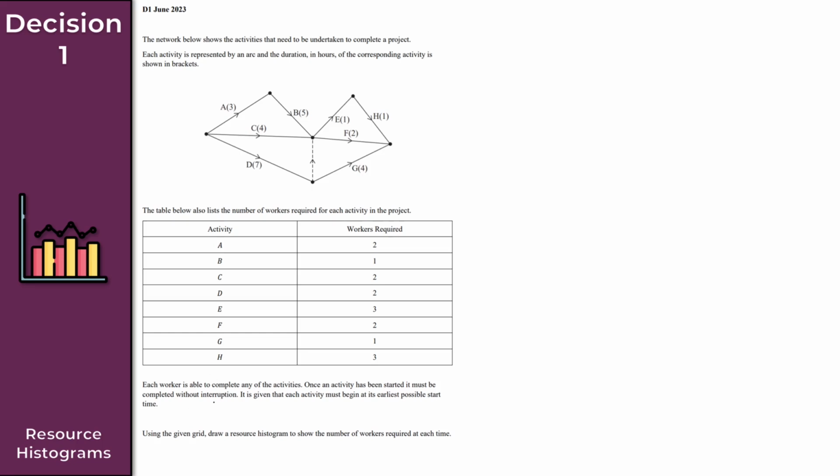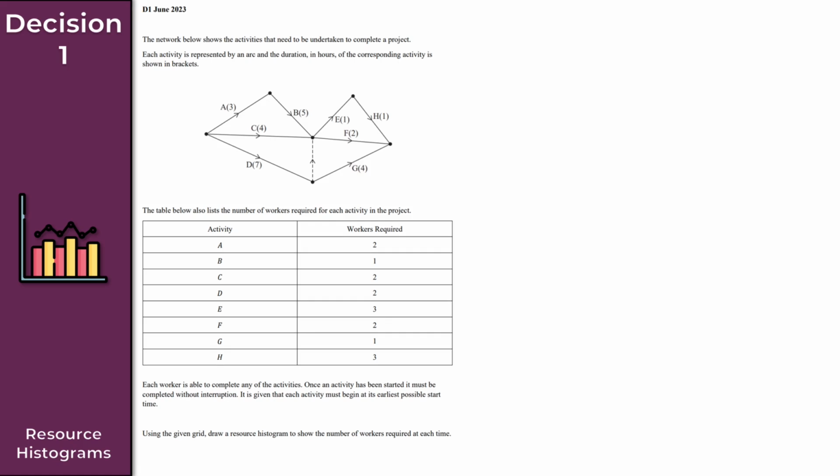I'm also told that each worker is able to complete any of the activities, and once an activity has been started, it must be completed without interruption. We're then given that each activity must begin at its earliest possible start time. So all we want to do for this question, using the given grid, is draw a resource histogram to show the number of workers required at each time.